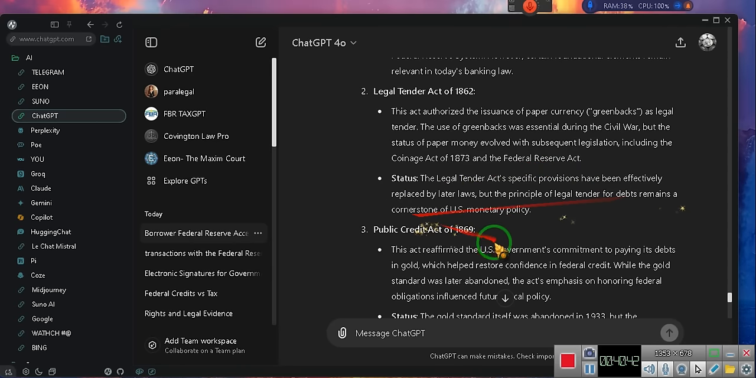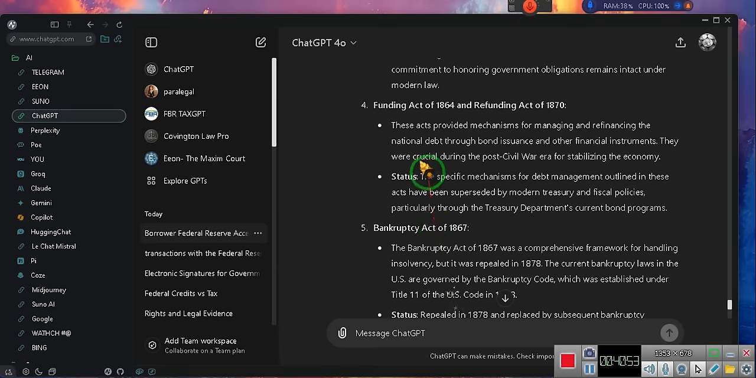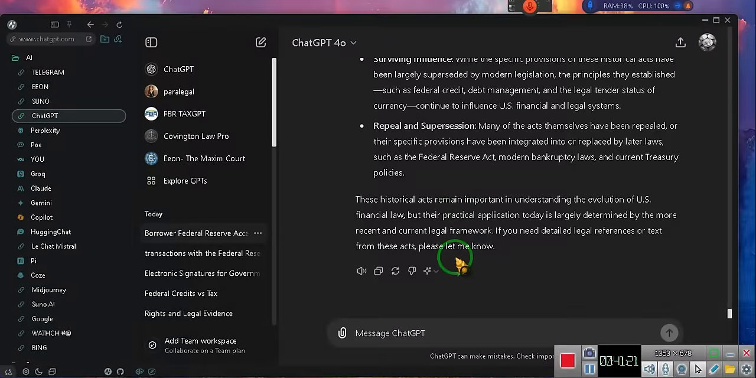The debts remain cornerstone of the United States monetary policy, honoring the Federal Reserve, federal obligations influence future policies, so that's still around. Hold on now. Were crucial during the Civil War, and this one says status, the mechanism, blah, blah, blah, during the bond program. Okay. Act has been superseded by modern treasury and fiscal policies. No, you don't supersede law by policies. Sorry. He knows that, but he could tell that to somebody else. Status: repealed in 1878 and replaced by subsequent bankruptcy legislation. Okay, now here's the summary, and there you go.